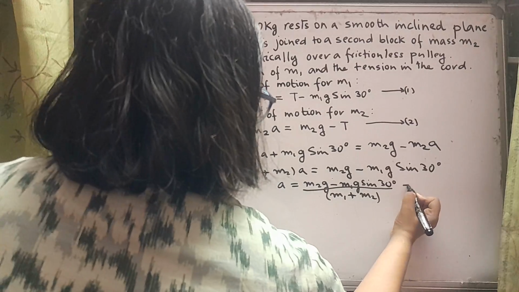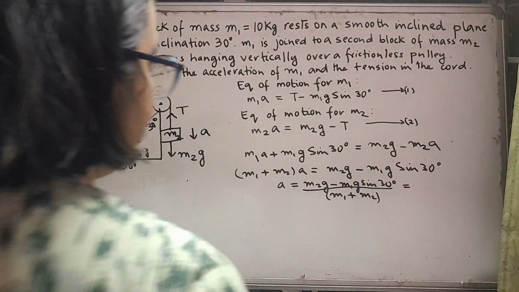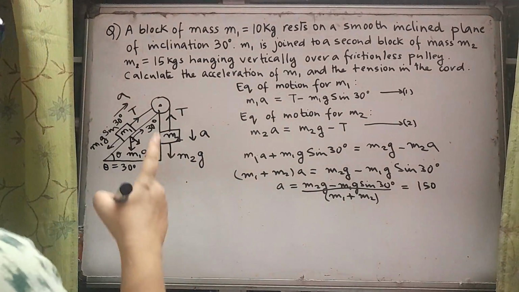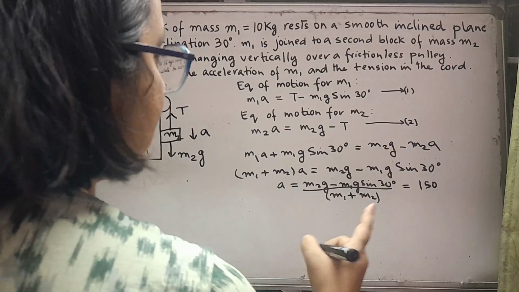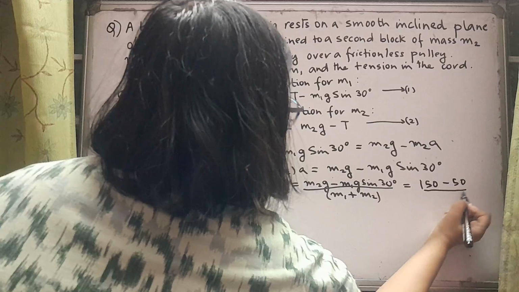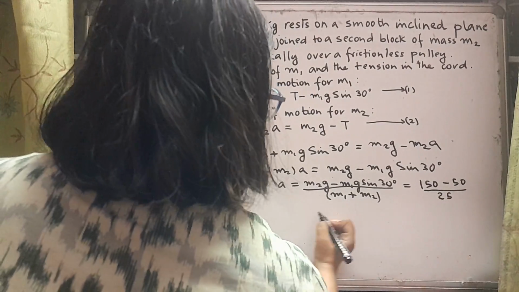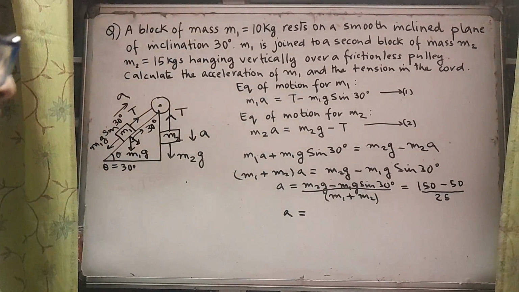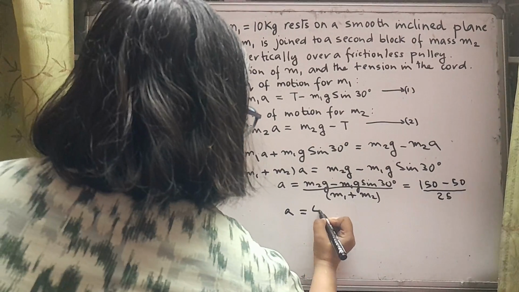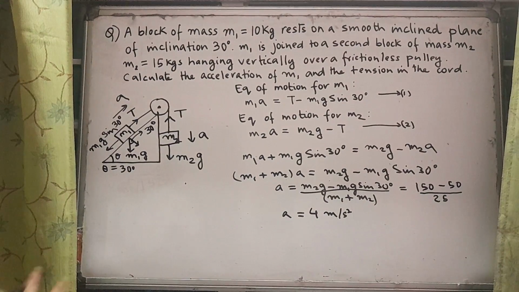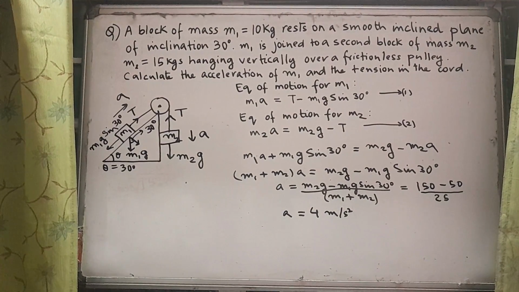So if I calculate this, m2 is 15, g is 10, so 150. m1 is 10, g is 10, 100, and sine 30 is half, so this will become 50, divided by m1 plus m2, which is 15 plus 10, 25. So a will be equal to 100 by 25, which is 4 meters per second squared. Okay, so this is a.